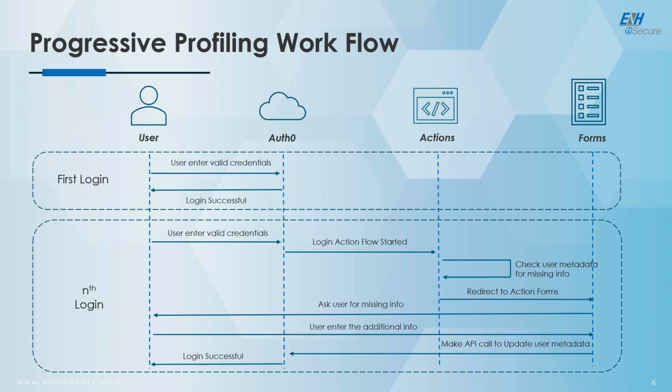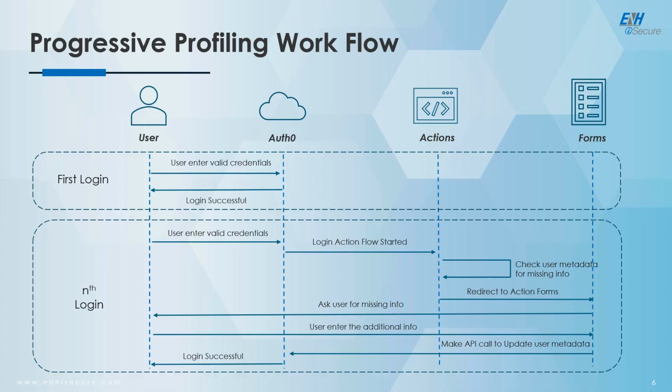This workflow illustrates how progressive profiling operates within Auth0. As shown in the diagram, we have 4 key components: user, Auth0 authorization server, actions, and the dynamic forms. Let us say on the first login, the user accesses the application. The Auth0 authorization server prompts for credentials, and upon entering valid credentials, the user is seamlessly logged in, ensuring a frictionless experience.